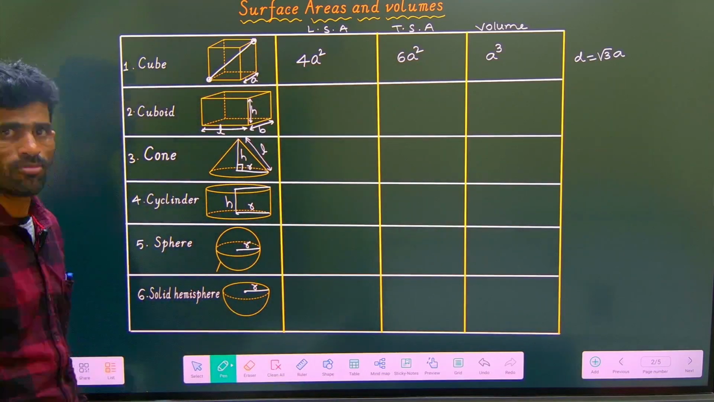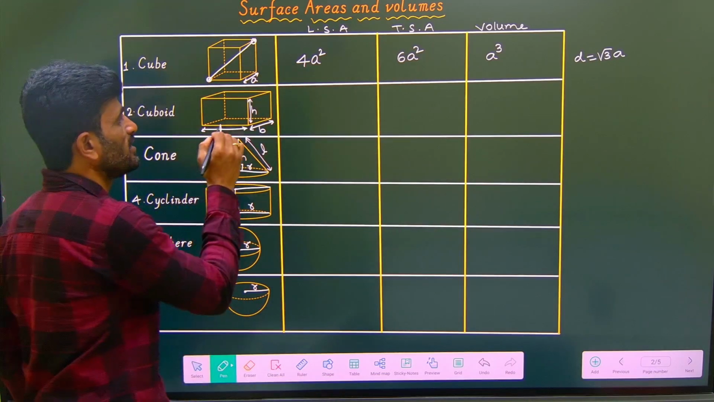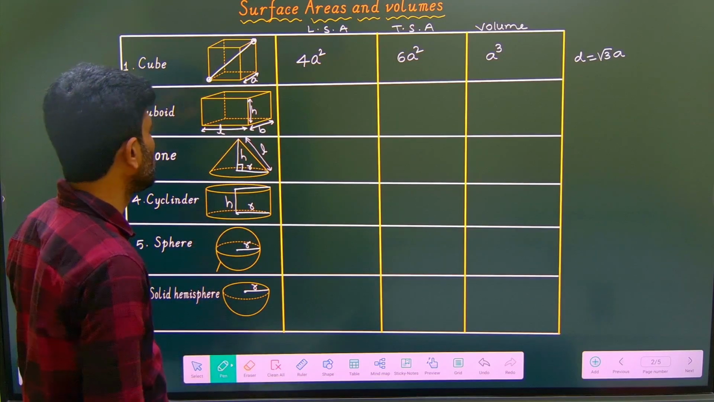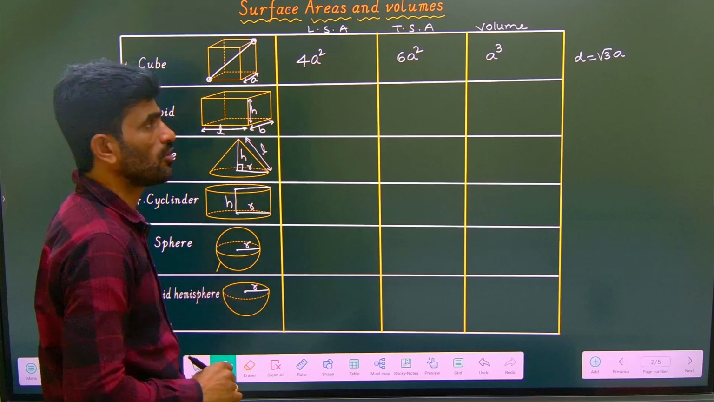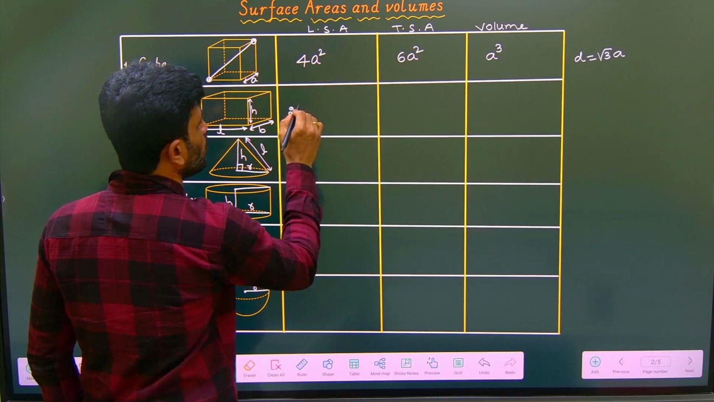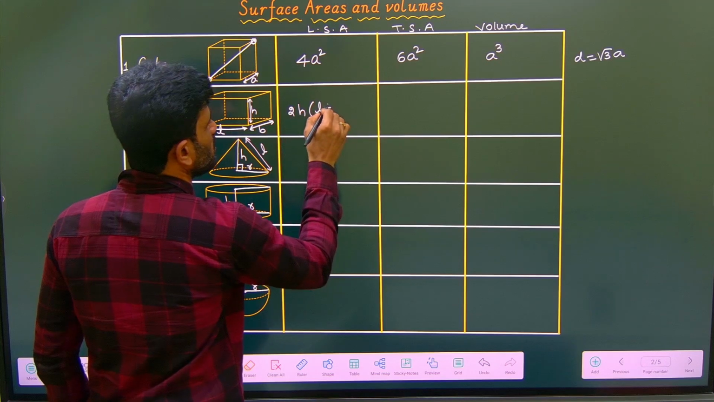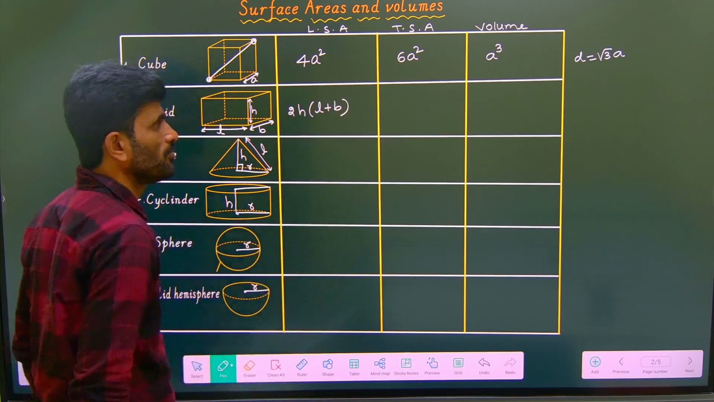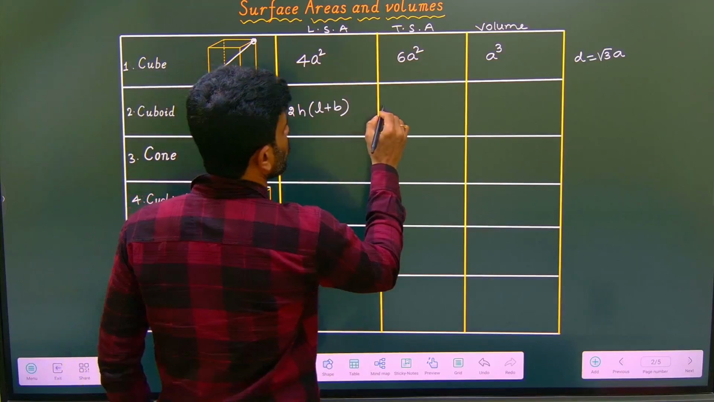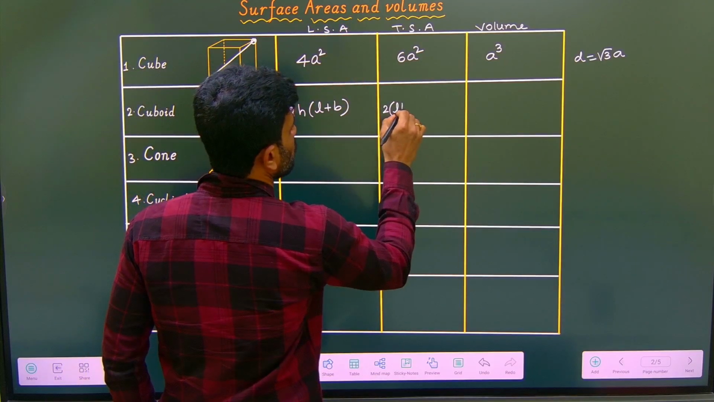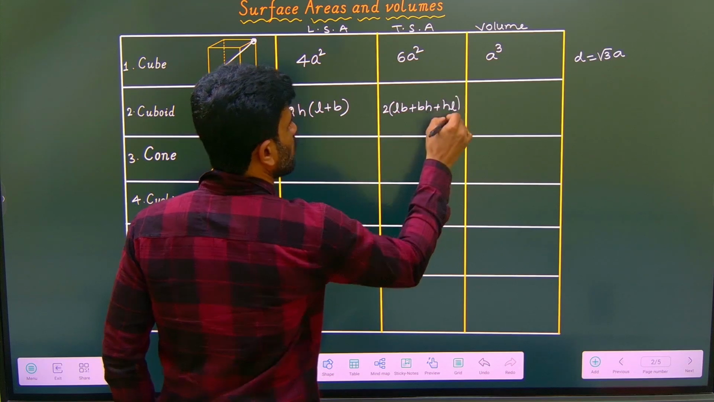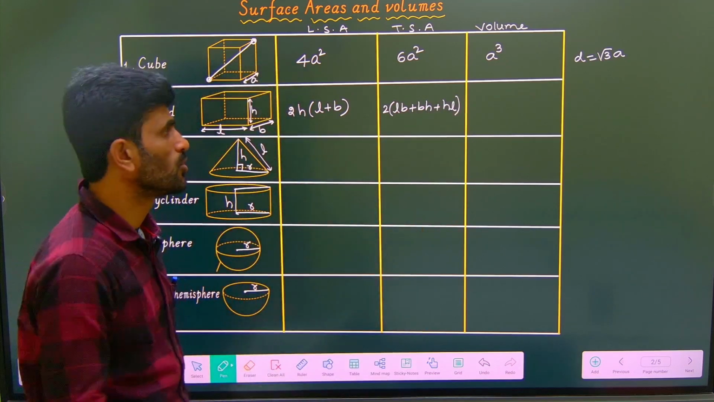Now coming to cuboid, in cuboid we will be having length, breadth, height. These faces will all be rectangles here. So if you want the lateral surface area of a cuboid, you have to use the formula 2h into L plus B. Then total surface area of a cuboid is what? Top and bottom will also be included in that. So we get 2 into LB plus BH plus HL. This is the total surface area of a cuboid.